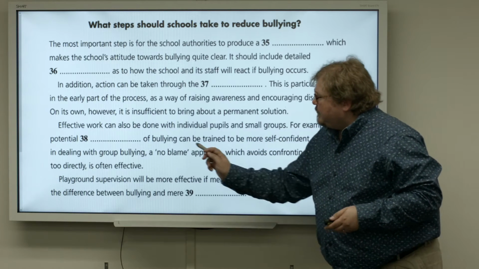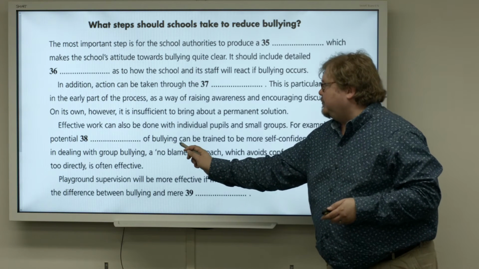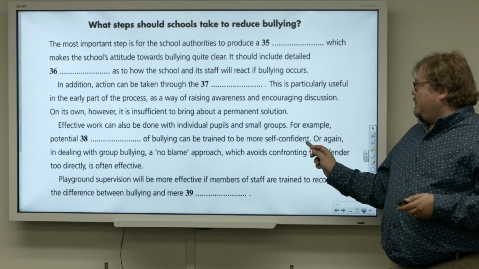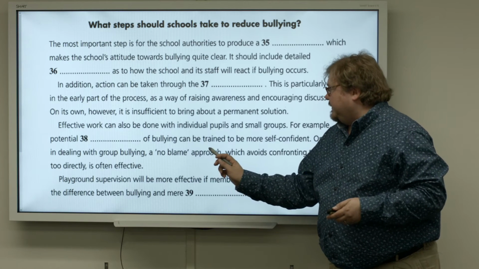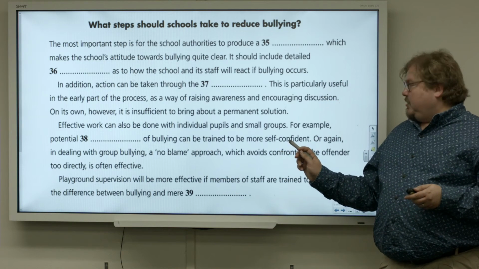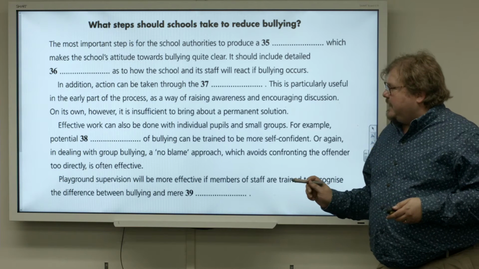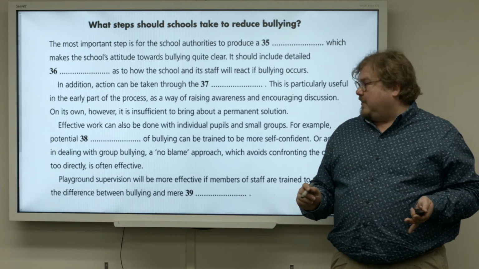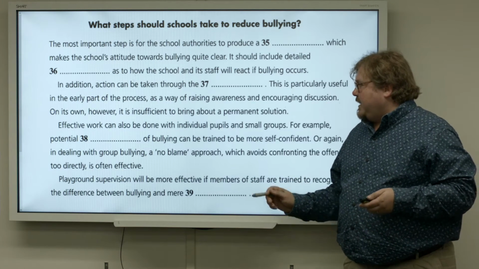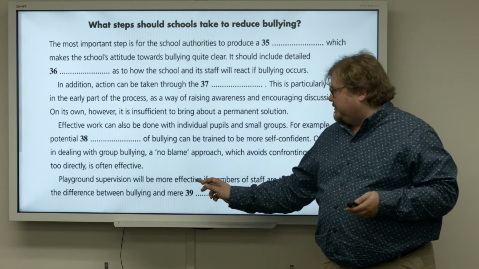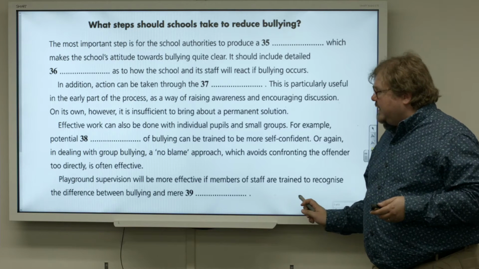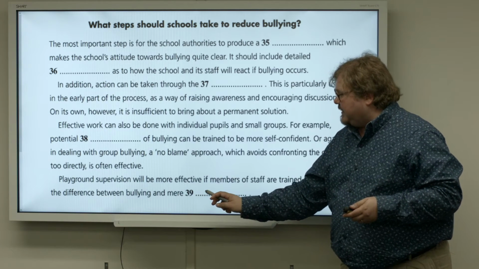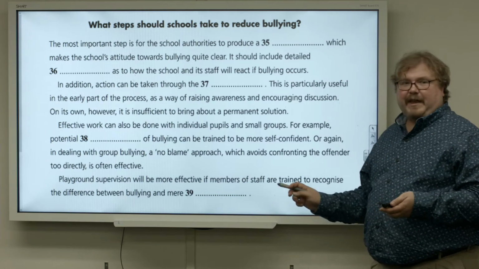For example, potential blank of bullying can be trained to be more self-confident. Or again, in dealing with group bullying, a no-blame approach, which avoids confronting the offender too directly, is often effective. Finally, playground supervision will be more effective if members of staff are trained to recognize the difference between bullying and mere blank.